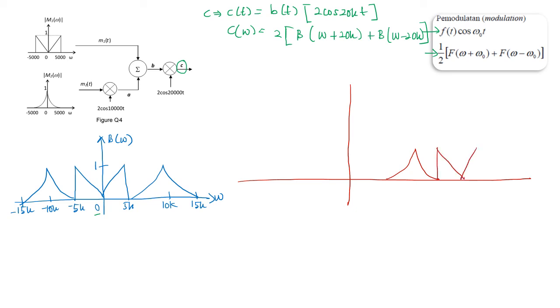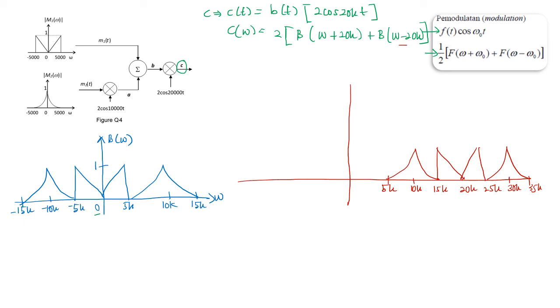So this B omega being shifted to the right by 20k. So now the center, originally at 0, becomes 20k. Then a gap of 5k to each signal: 25k, 30k, and 35k. So here is 15k, 10k, and 5k. And this is the one on the right.